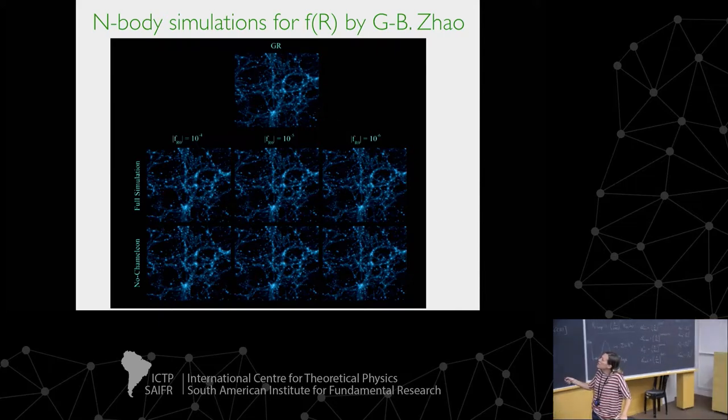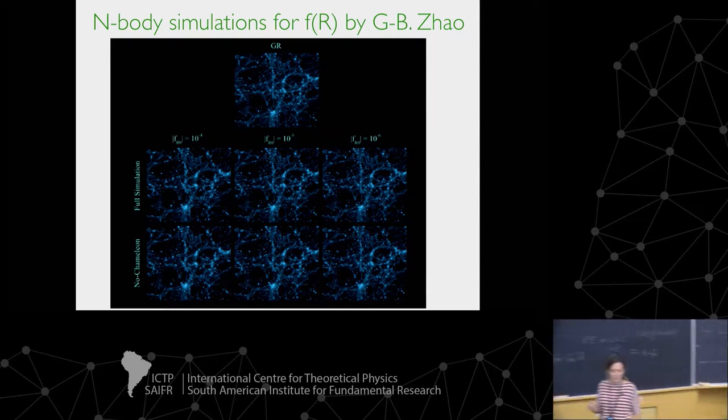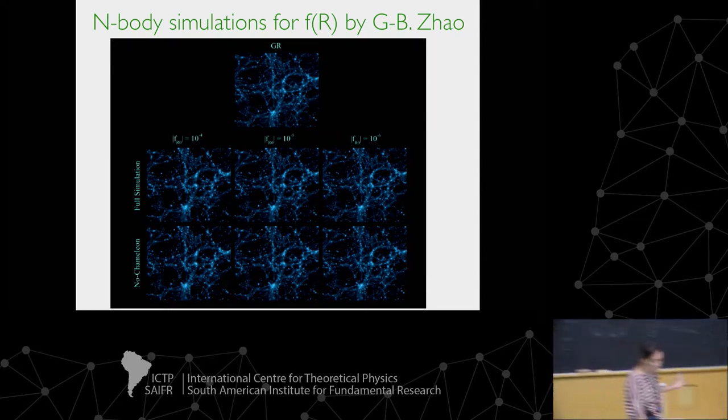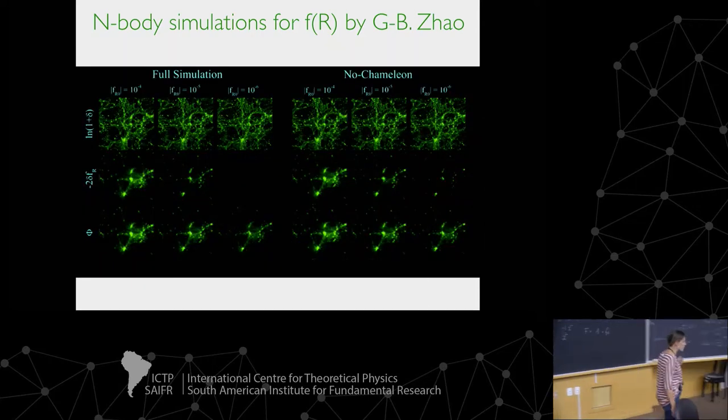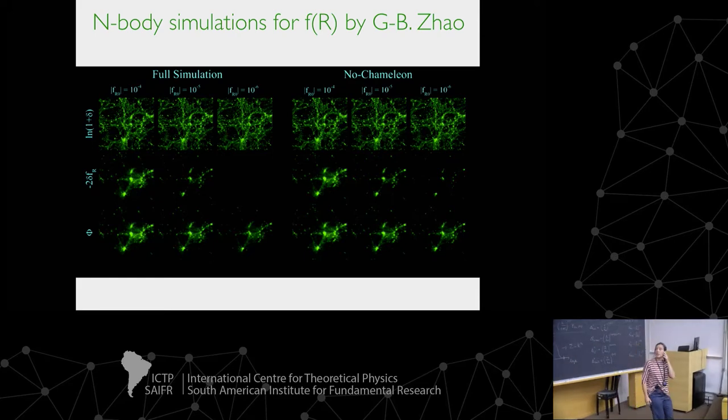But I don't know, I don't see much of a difference. But if you're interested in N-body simulation and nonlinear scales for f(R), you can dig in their resources. And in particular, they have power spectra plots that might be way more informative, especially for the velocity field.